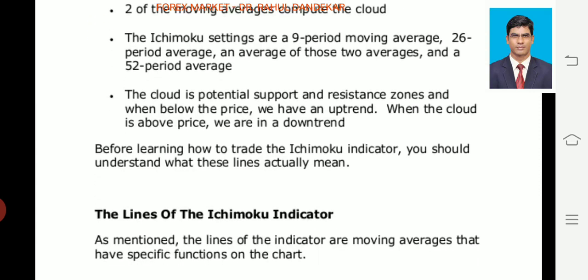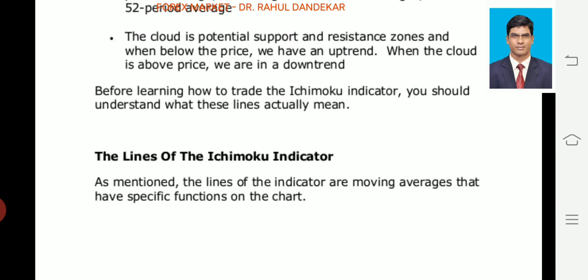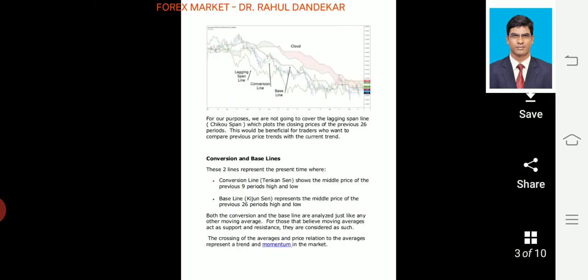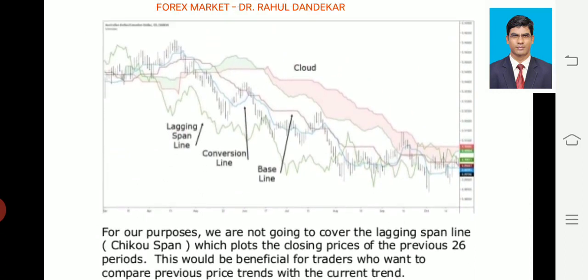Before learning how to trade the Ichimoku indicator, you should understand what these lines actually mean. The lines of the Ichimoku indicator, as mentioned, are moving averages that have specific functions on the chart. See this: cloud, lagging span line, conversion line, baseline.